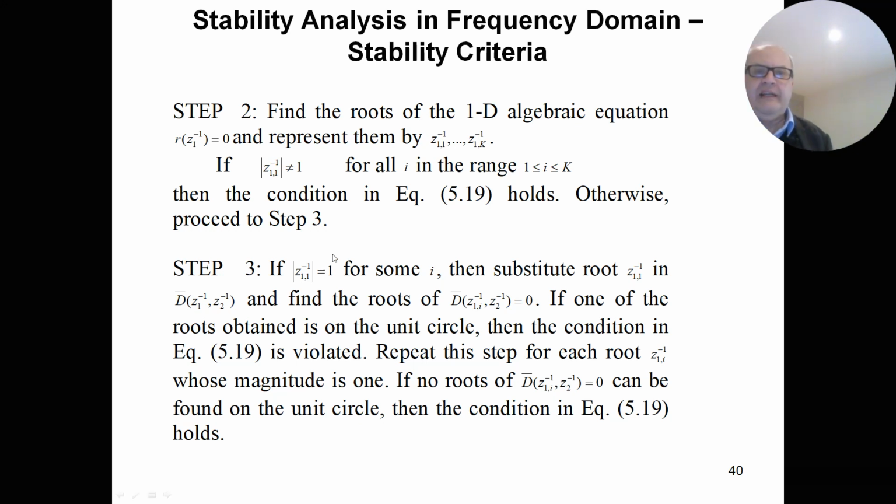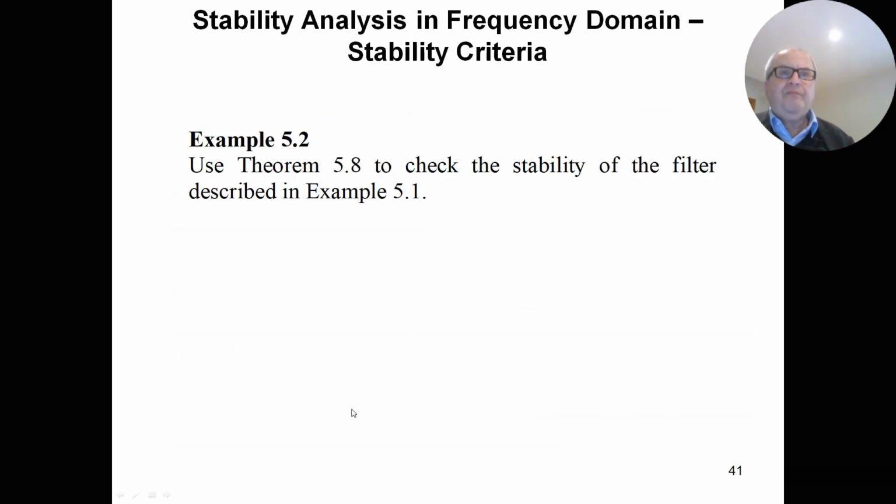If Z1i minus 1 is equal to 1 for some i, then we substitute this root in D, and we find the roots of D bar. If one of the roots obtained is on the unit circle, then the condition in equation 5.19 is violated. We repeat this step for each root Z1i minus 1 whose magnitude is 1. If no roots of D bar can be found inside the unit circle, then the condition of 5.19 holds.